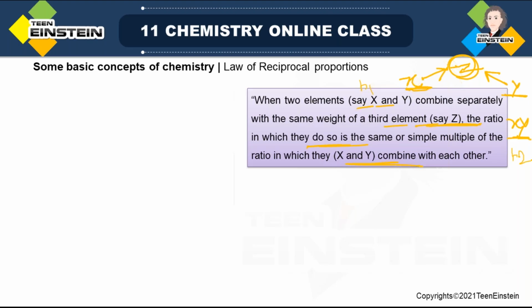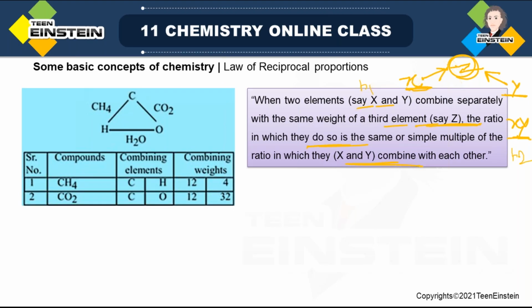Okay. So now see, three elements here we have: carbon, hydrogen, oxygen. So carbon can react with hydrogen, it can form compound methane. Carbon reacting with oxygen, it is forming compound CO2. And hydrogen and oxygen, they are reacting with each other, they are forming water. Now we have taken these two compounds only. Among these three compounds, we have taken methane and CO2.